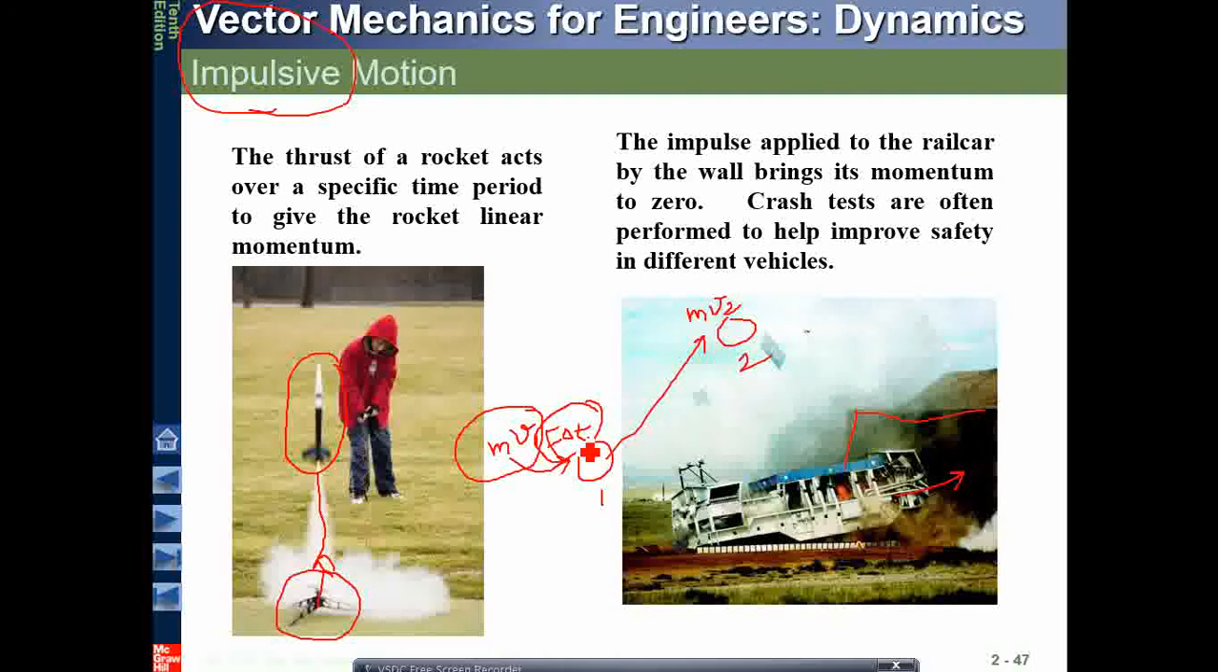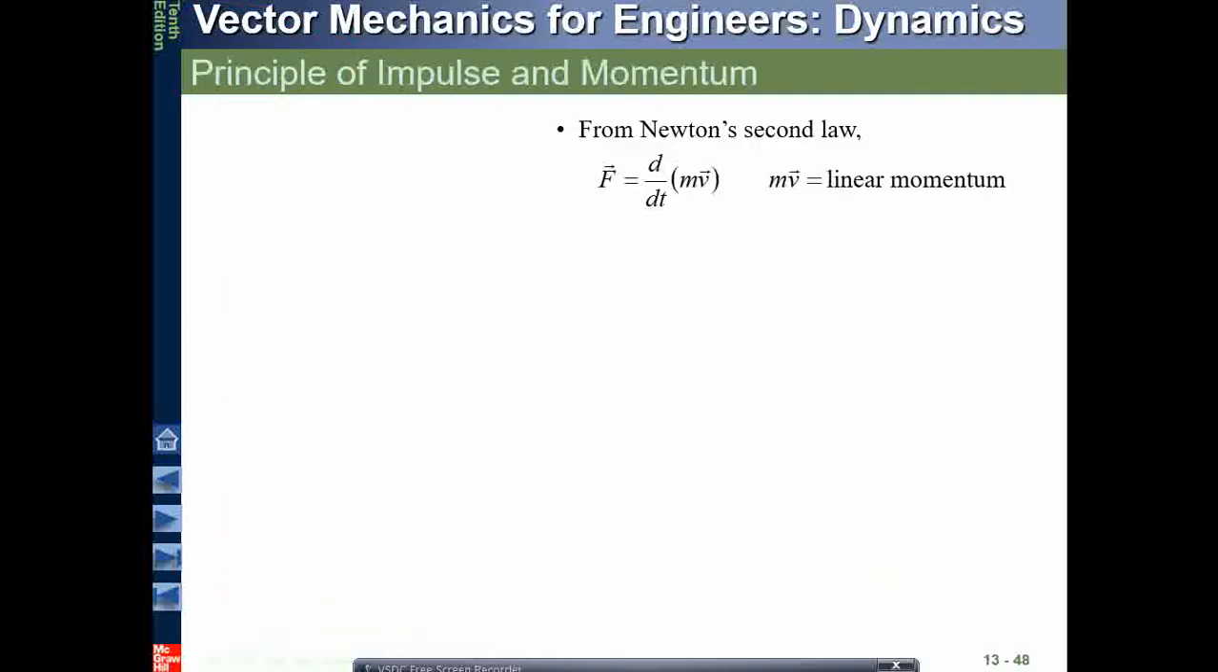So the principle is derived from Newton's second law of motion, F equals ma, where a is the acceleration, so dv by dt is the acceleration. m is constant, so we take it inside the bracket, and this becomes a momentum, in fact a linear momentum.